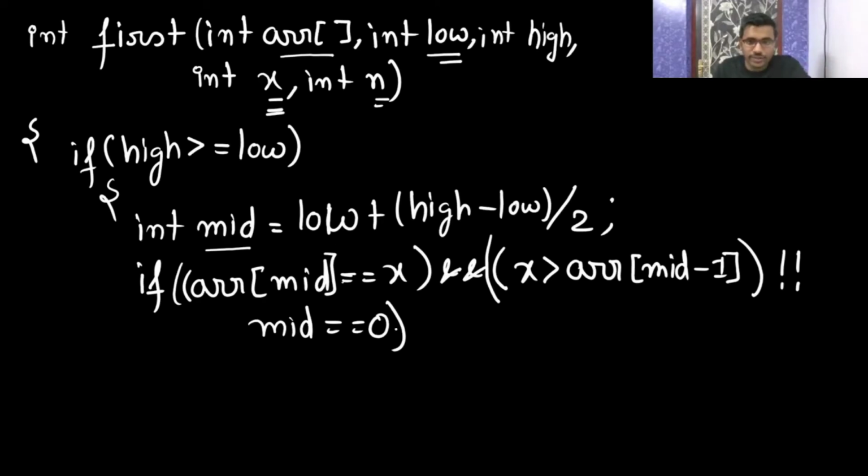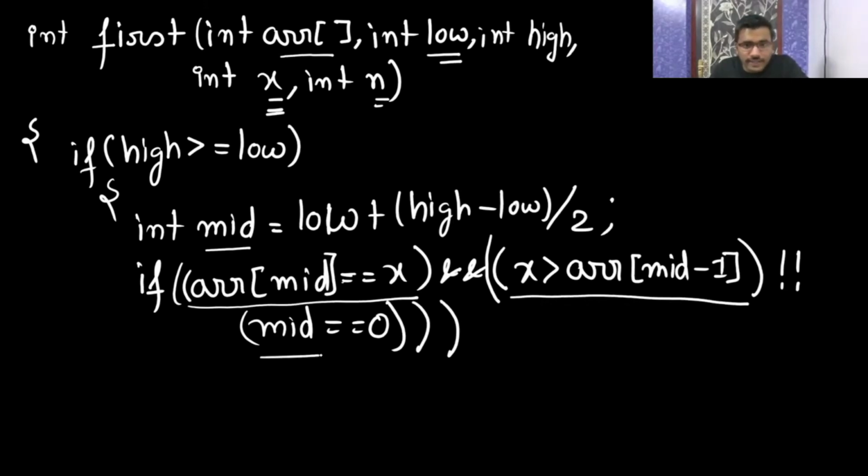Are you getting it? So these two conditions I need to check. If either this case or this case is satisfied, only then can you say that mid is going to be the first occurrence. So here we have modified the binary search. Along with finding the mid element, I am checking whether x is greater than the mid minus one element. If it is greater, then only it is going to be the first occurrence.